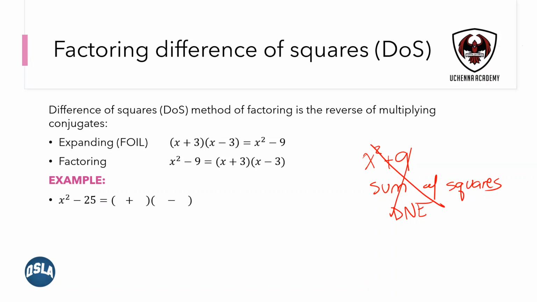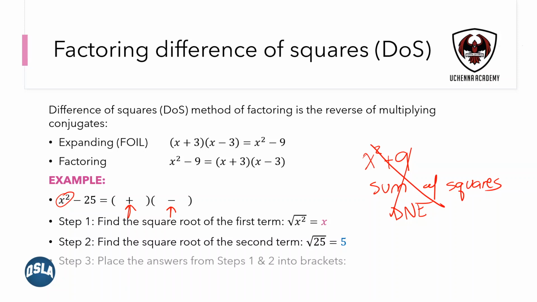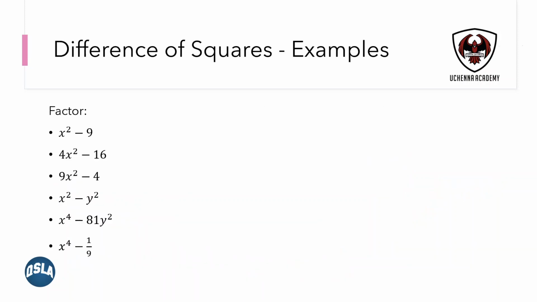If I try and practice this, x squared minus 25, try and think about it. What two terms go in? Again, they will be conjugates. One bracket will be a plus, the other one will be a minus. And all you really have to do is find the square root of the first term, x squared. So if I take a square root of x squared, I really just come up with x. And step 2 is really find the square root of the second term. In this case, it's 25. Square root of 25 is 5. And all I have to do is place those answers into my bracket. So I end up with x plus 5 and x minus 5, and you're done. You're all done.